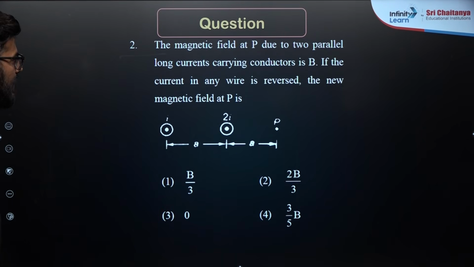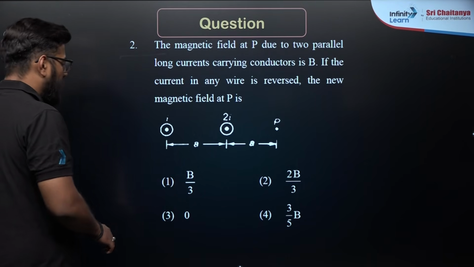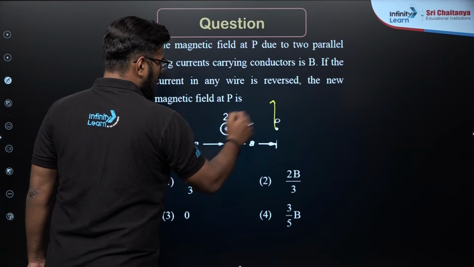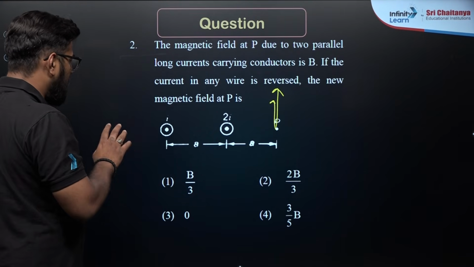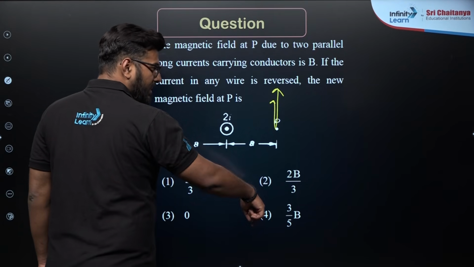Moving ahead, the magnetic field at P due to parallel long current carrying wire conductors is B. In this situation, due to this wire the field is in the dot direction, so it's going to be upward over here, and due to this one also it will be upward. Now they're saying if the current in any wire is reversed, what will the new magnetic field at P be? If you reverse this, the downward magnetic field will be here.